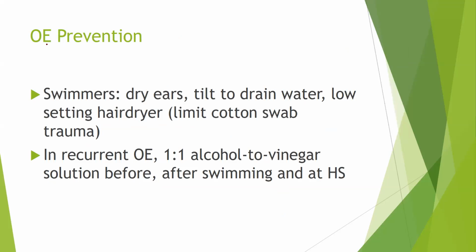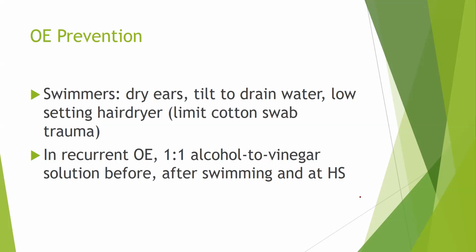So prevention for otitis externa is to keep the ears dry, maybe use some sort of an ear plug so that they don't get water in the ear. They can also drain the water. We've all done that, right? Or use a hair dryer on a low setting. If it's recurrent, they can use a 1-to-1 alcohol to vinegar ratio solution before and after swimming at night before they go to bed.